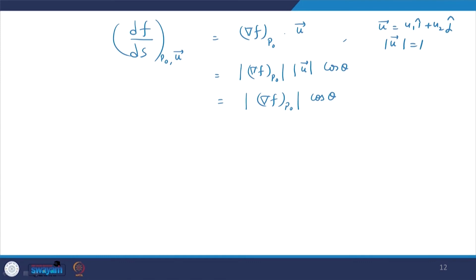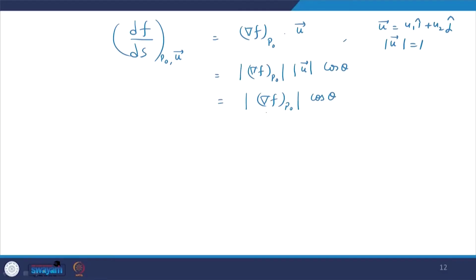Okay. Now, if you want to see which is the direction of f where the rate of change of f increases most rapidly or decreases most rapidly, that can be seen from this expression. How? This expression will be maximum when, this is a fixed quantity at p naught, it will not change, but cos theta will change, the theta will change.